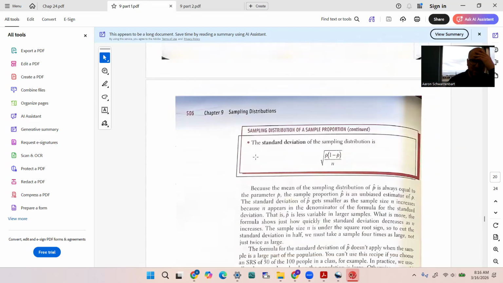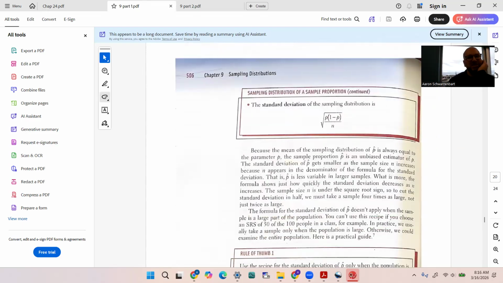Sorry, that's for random variables. This is my standard deviation formula for proportions. It's the square root of P times 1 minus P over N. Sorry, correct that. This is the standard deviation formula.